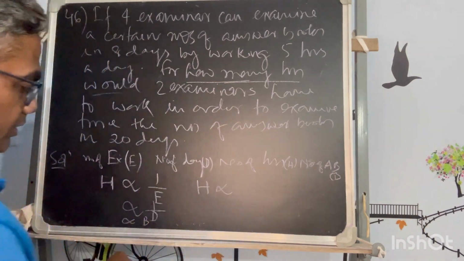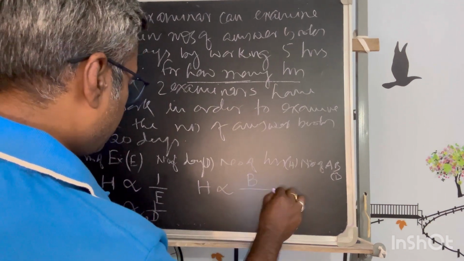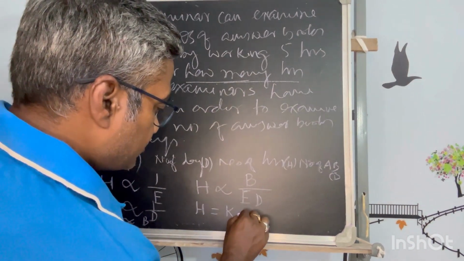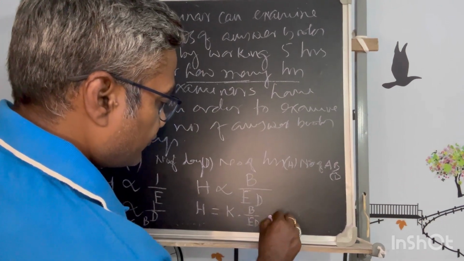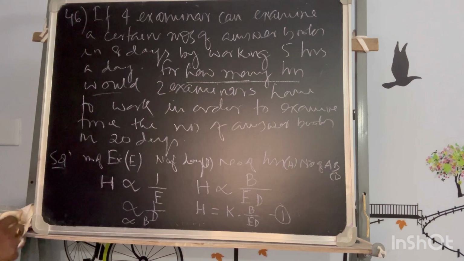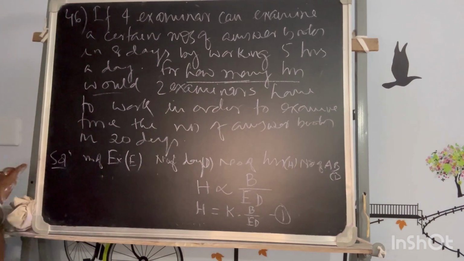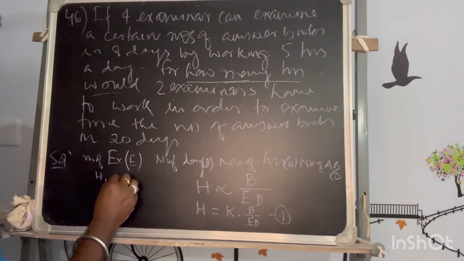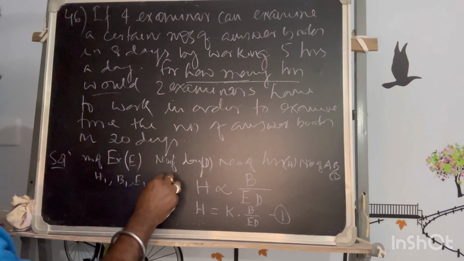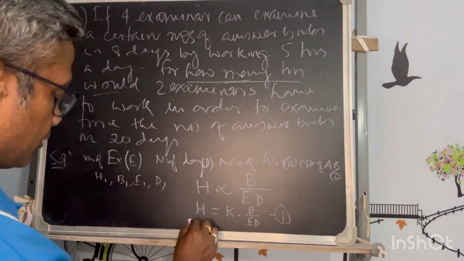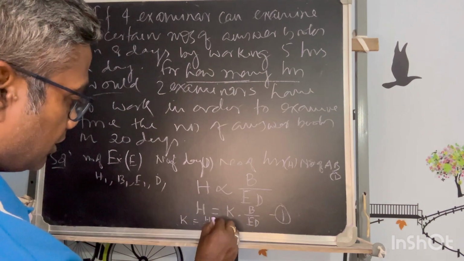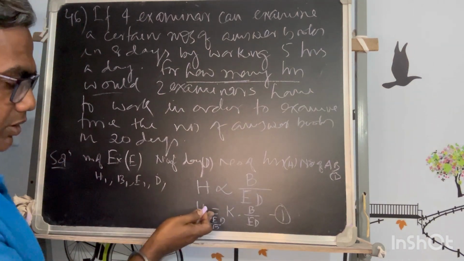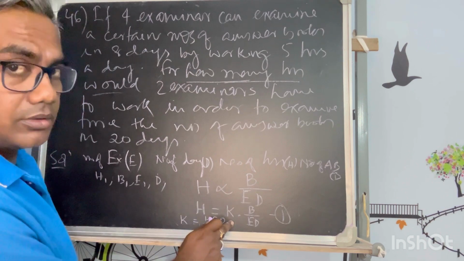So hours, if related to all of these, will be related as B by E and D. This establishment of the relation is very crucial. So hours will be some constant times B by ED. Once you do it, it will be very easy. For two sets of values, let's say for the first set I am putting B1, E1 and D1, if I want to calculate K, the constant, it will be H into E into D by B. This will give you the constant, because when proportionality is converted into an equation, it has to be multiplied with some constant.